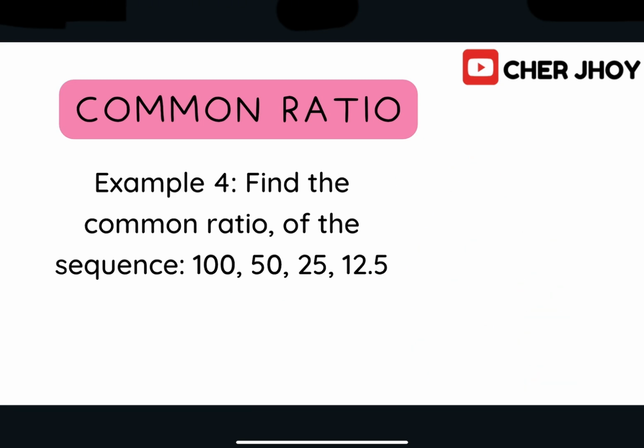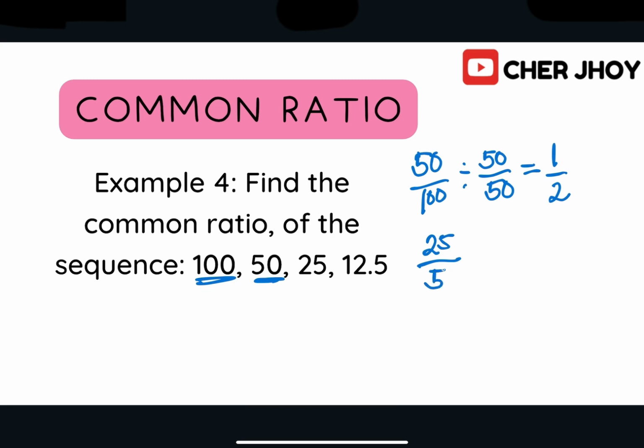Example number 4. Find the common ratio of the sequence 100, 50, 25, and 12.5. So we have 50 all over 100. Both numerator and denominator are divisible by 50, so we get 1/2. Next is 25 all over 50. Both are divisible by 25, so 1/2 is our final answer.